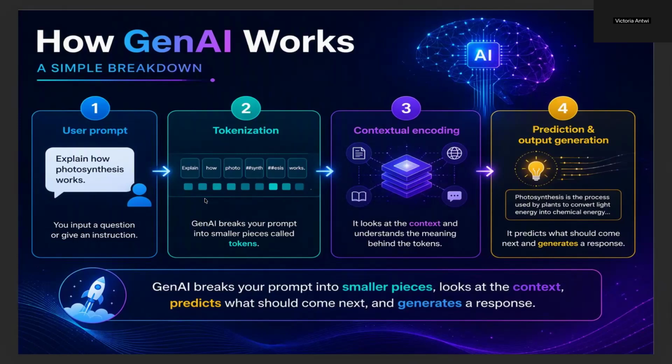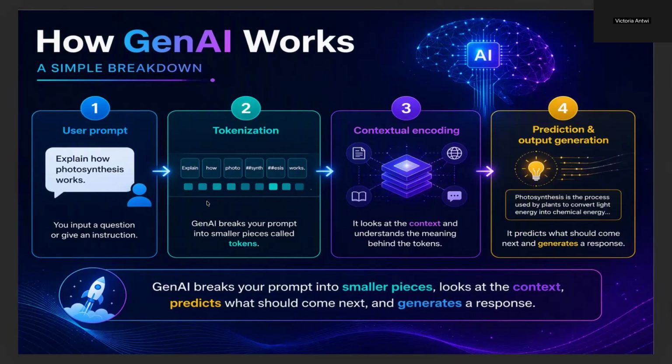This is where the tool breaks the prompt into smaller pieces called tokens. A token may be a complete word, part of a word, a number, or a punctuation mark. The system processes these smaller pieces rather than reading the sentences exactly as a human would.